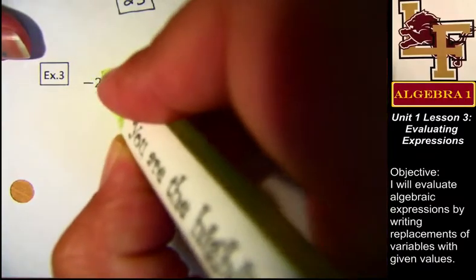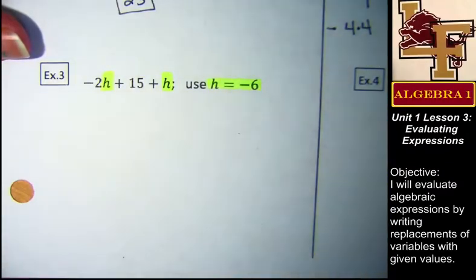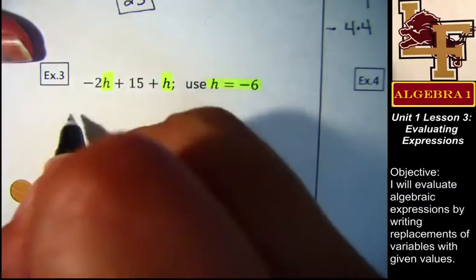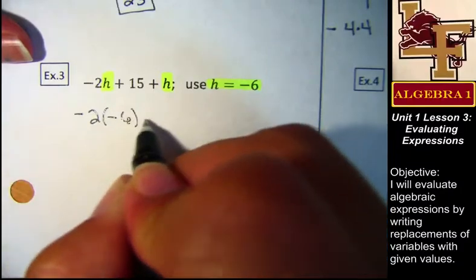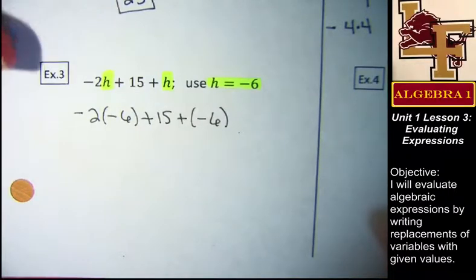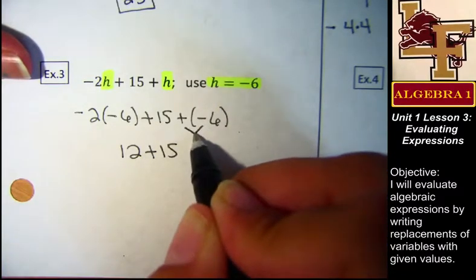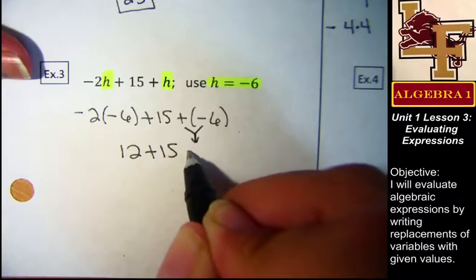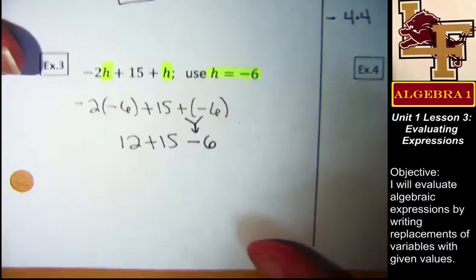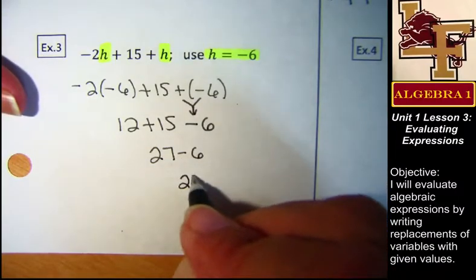Here we go. I have the variable h located in 2 different places. This means I'll make 2 substitutions, but I'm going to be using the same value because it's the same variable. Negative 2 times negative 6 is? 12. Positive 12. Beautiful. I have a plus next to a minus. That turns into a negative. So now I have 12 plus 15 minus 6, which is 21.